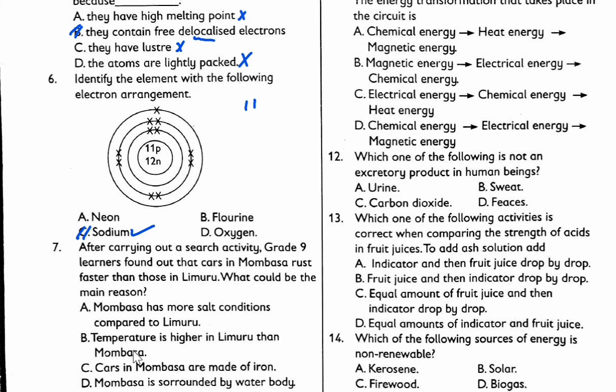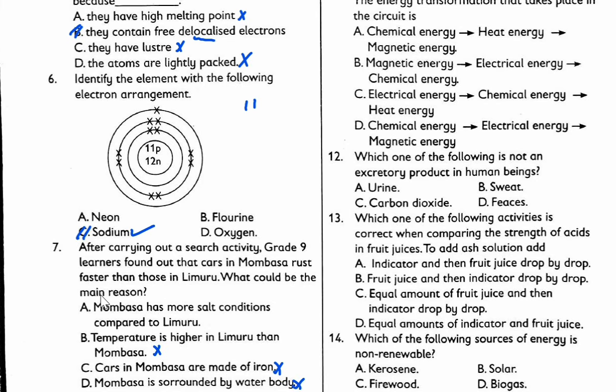So which one do you think is the reason why the cars in Mombasa rust faster? To start with, B is very wrong. Temperature is high in Limuru, that one is not true. We know that Limuru is a highland and therefore the temperatures are very low. It is very cold in Limuru compared to Mombasa, and therefore this one is not true. What about C? Cars in Mombasa are made of iron. We know that all cars are made of iron, and therefore that is not the reason. But D, Mombasa is surrounded by water body. That is not the cause.